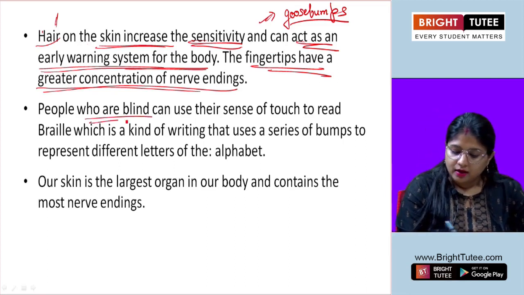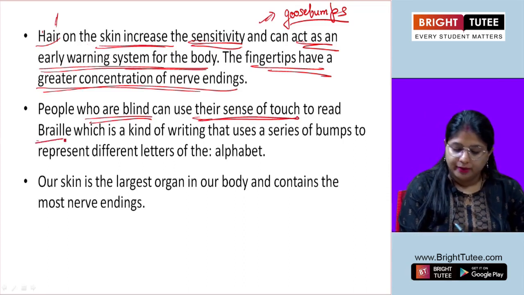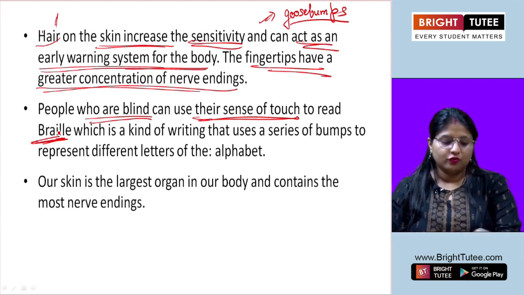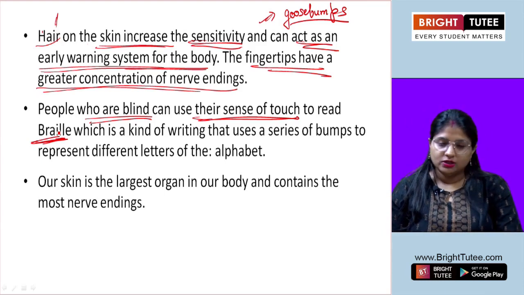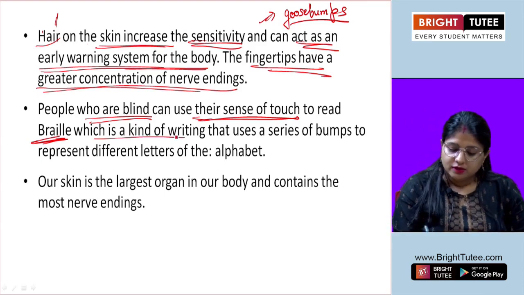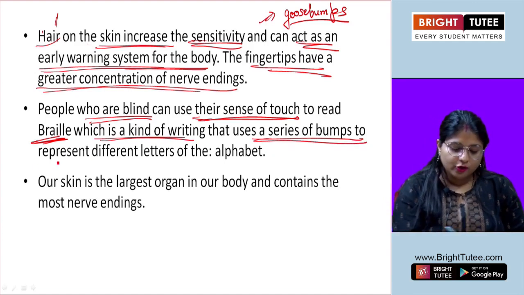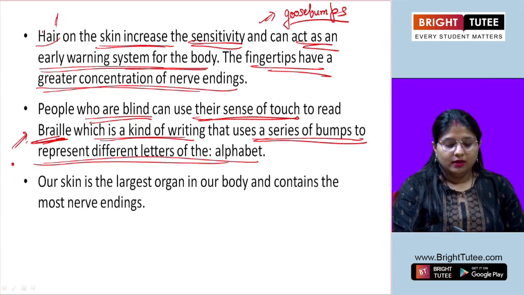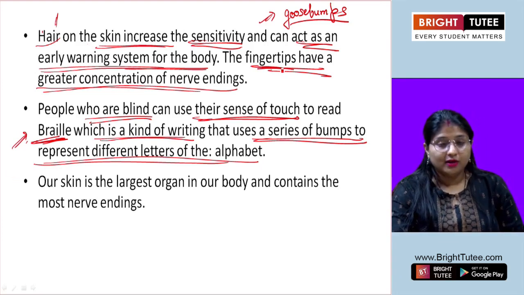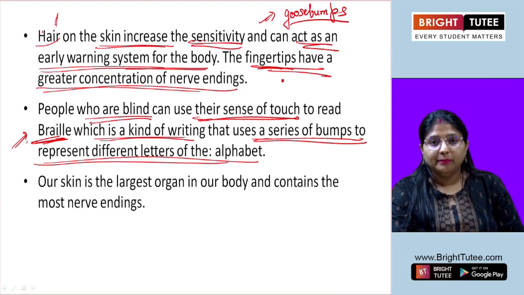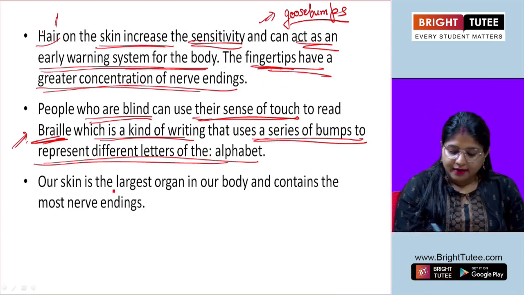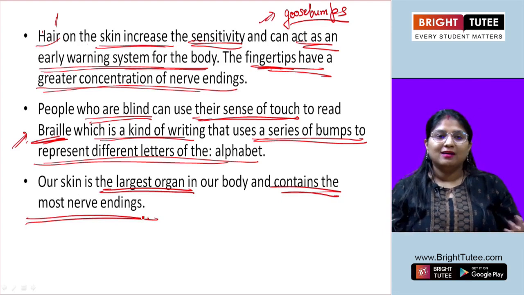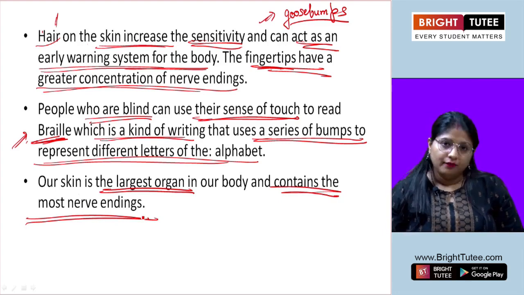People who are blind can use their sense of touch to read braille. Braille is a type of reading language which works through touching. The people who are blind, they touch the braille and they are able to read, right? It is a kind of writing that uses a series of bumps to represent different letters of the alphabet. And this braille uses the large number of nerve endings in the fingertip to help blind people read and understand. Our skin is the largest organ in our body and contains the most nerve endings. Obviously, being the largest organ, it will have the most nerve endings, right?